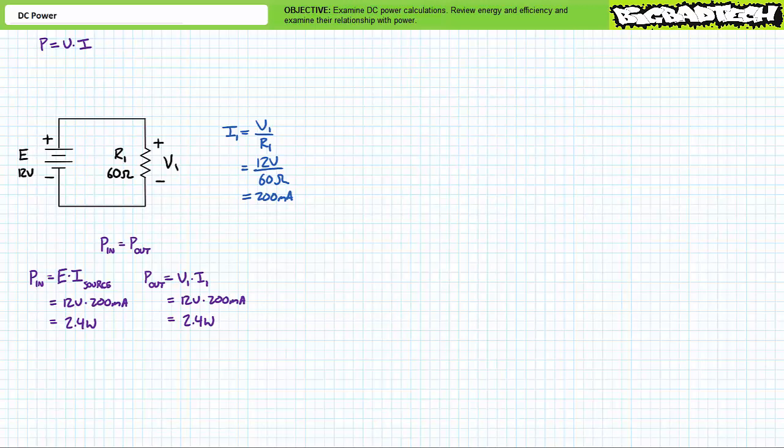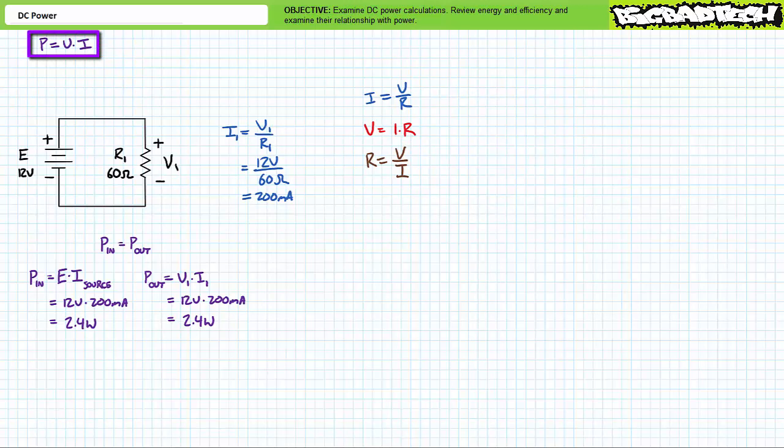Note that in order to arrive at these power figures, it first necessitated us performing an Ohm's law calculation to determine current. While this is always an option, it is not the most efficient means of performing power calculations, and more expedient methods exist. As you're no doubt aware, the various permutations of Ohm's law demonstrate that current equals voltage divided by resistance, voltage equals current times resistance, resistance equals voltage divided by current.